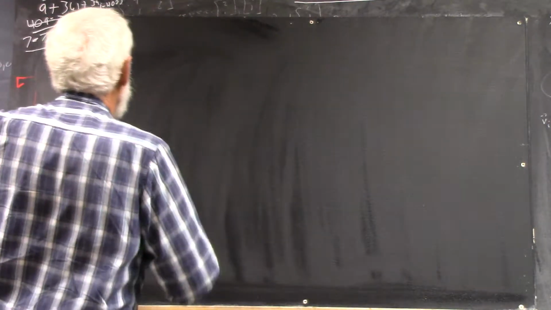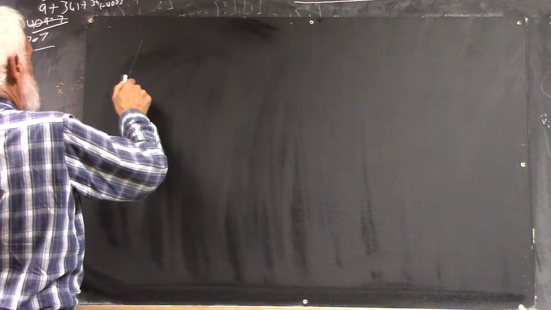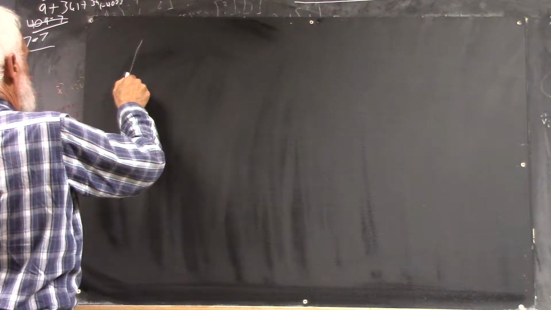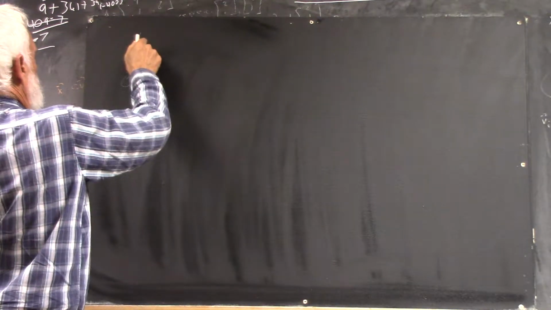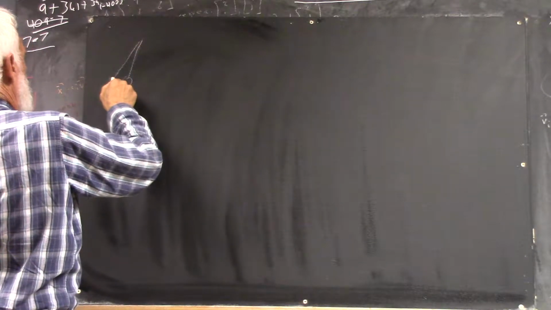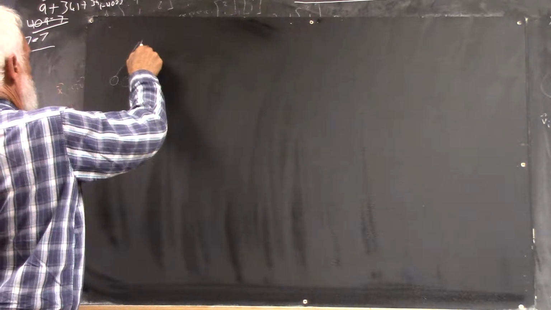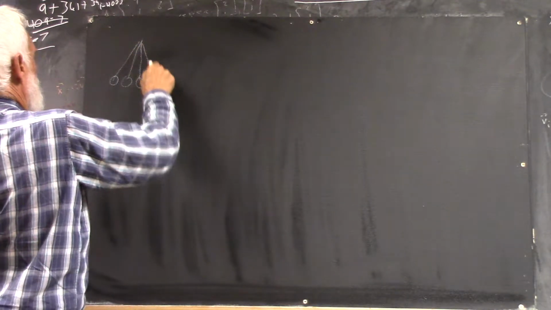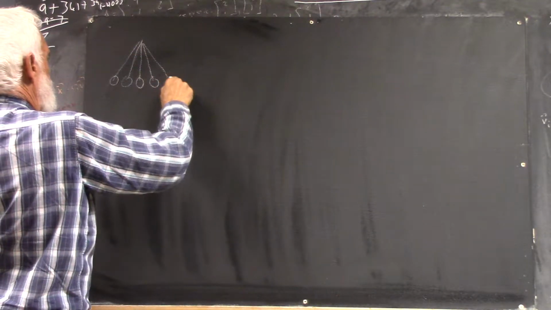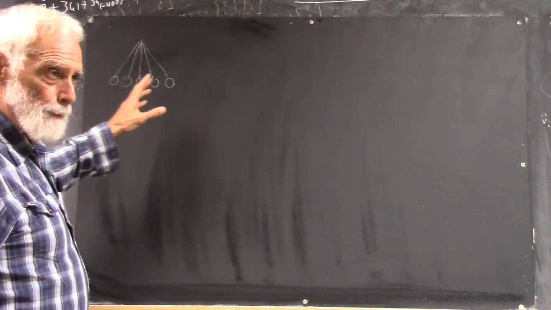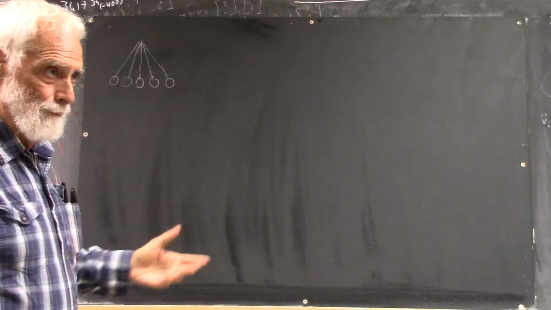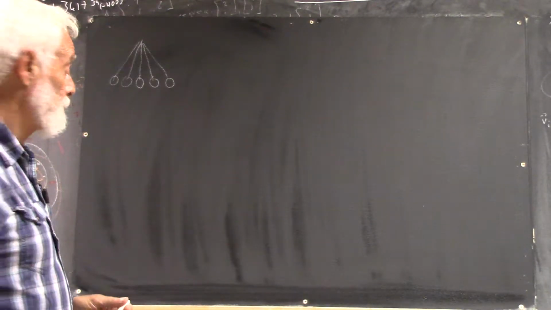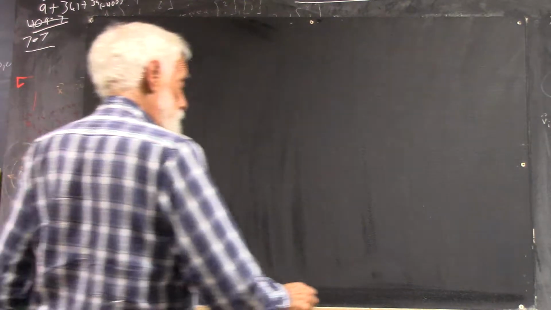Okay, so we have a pendulum. And I'm going to kind of exaggerate. Now these are not at equal intervals because the pendulum is not moving with consistent velocity, right? Okay.